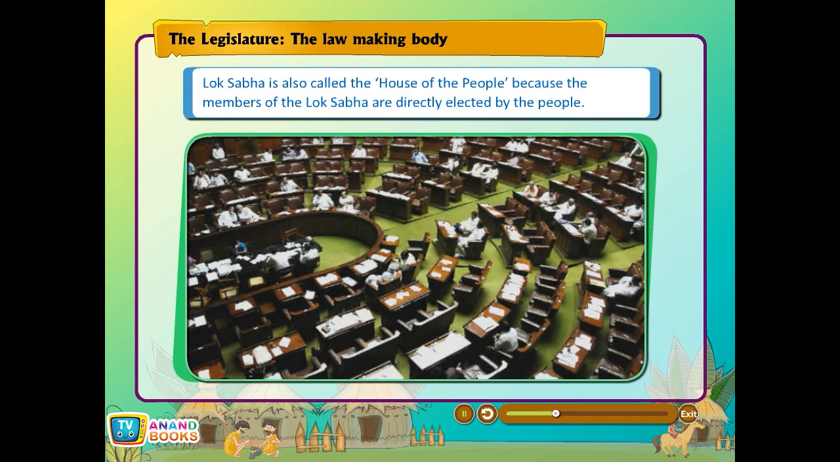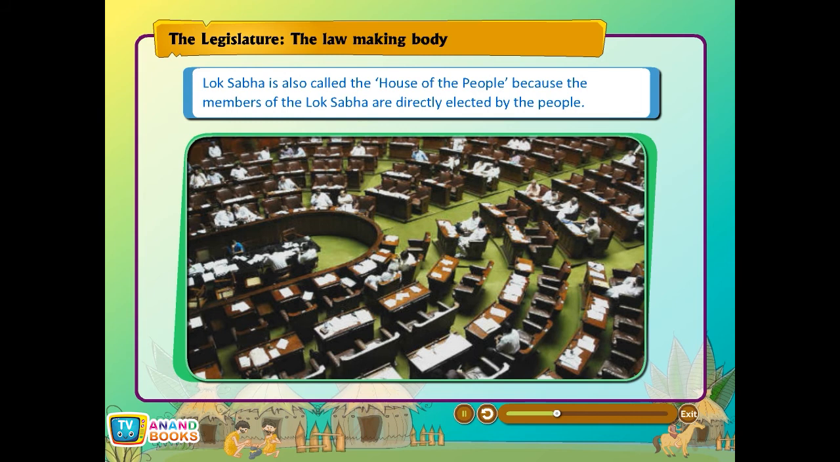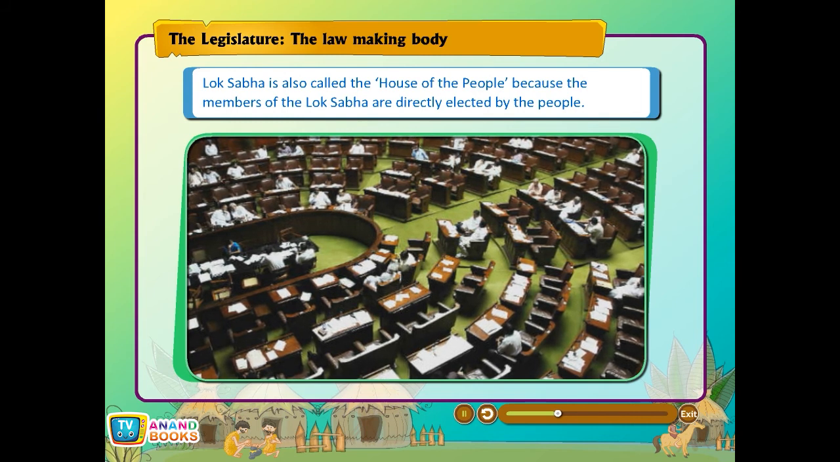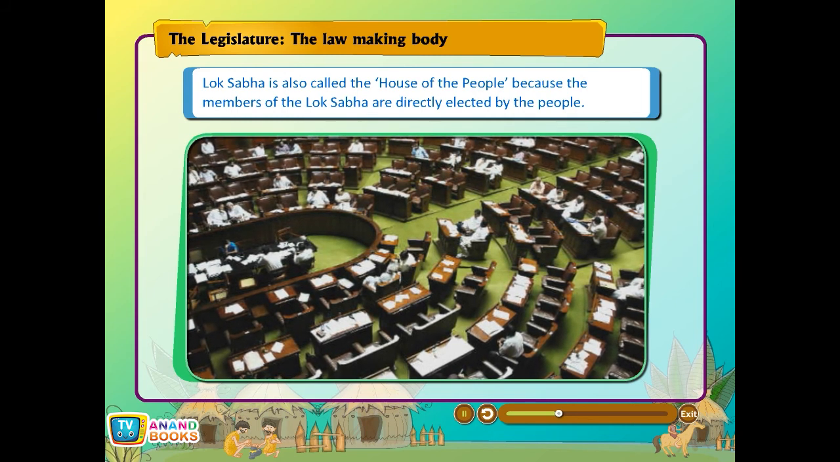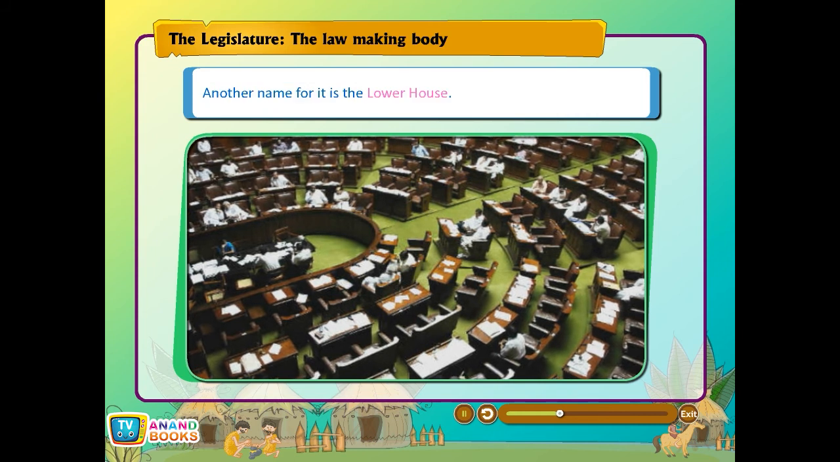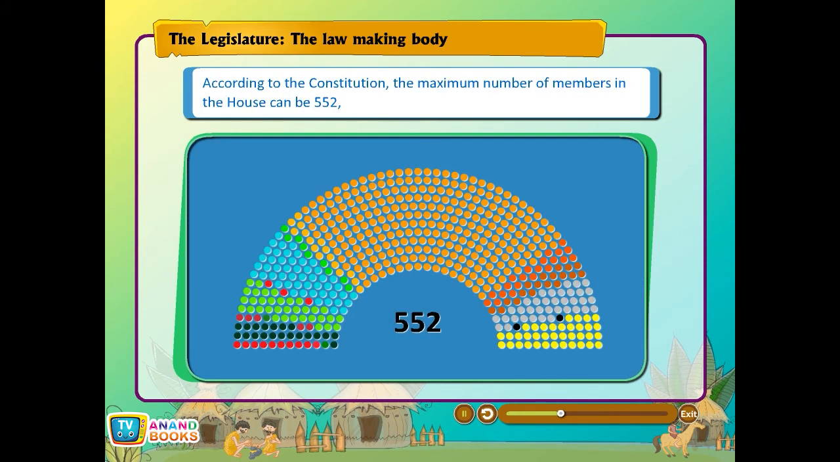Lok Sabha. Lok Sabha is also called the House of the People because the members of the Lok Sabha are directly elected by the people. Another name for it is the lower house. According to the Constitution, the maximum number of members in the House can be 552, out of which 530 members are to represent the states, 20 members are to represent the union territories, and 2 members are to be nominated by the President from the Anglo-Indian community.